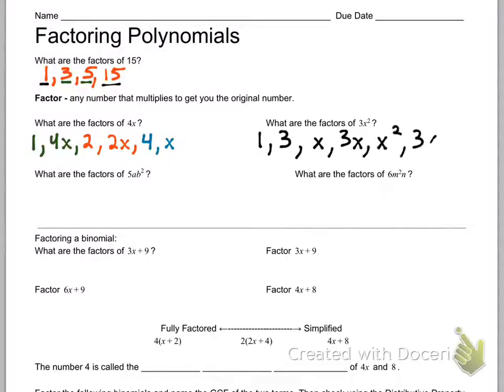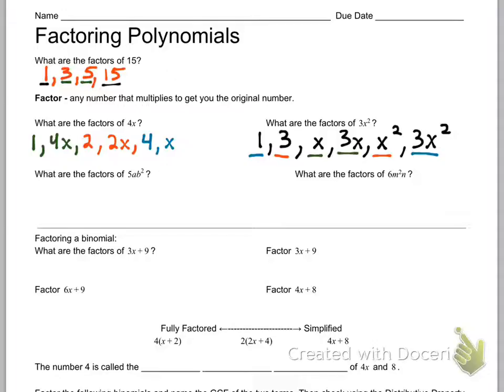And then there's also x squared and 3x squared. Notice I wrote down the coefficients first so I could list them all in order. You don't have to do it this way, but I just want to double check and make sure I listed them all. One way to check that is to underline which ones go together to multiply to get you 3x squared. So 1 and 3x squared multiply together, 3 and x squared, and x and 3x multiply to get you 3x squared. Let's do one more together.